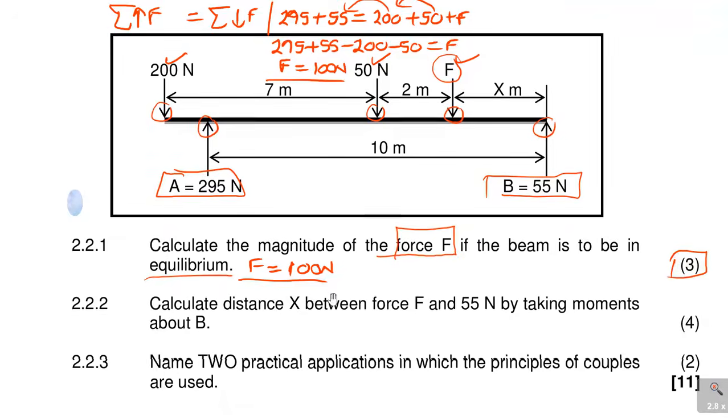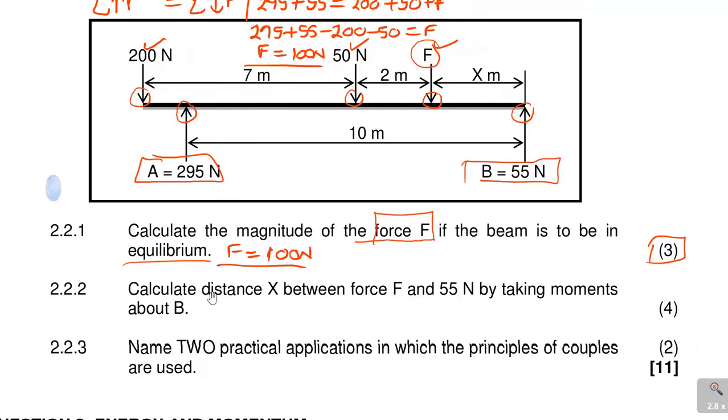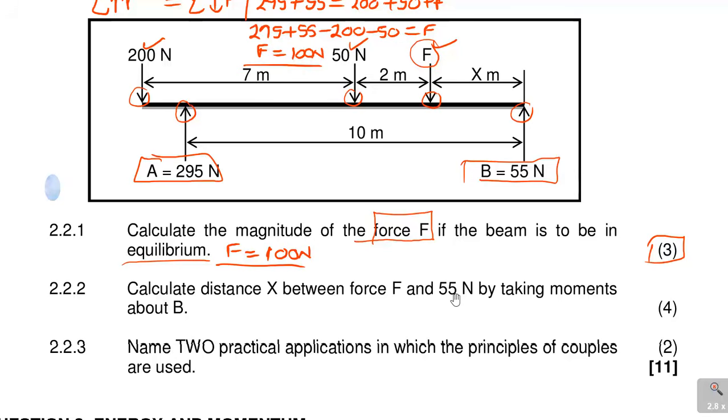All right. And then the next one, I think you can see there's an x there to say calculate distance x between force F and the 55 newtons by taking moments about B. You see now they are saying take moments about B, and when you take moments about B, it will make you calculate that distance x. So if we're going to take moments about this force B, you ask yourself what is the effect of all the other forces, which is that, and that, and that.